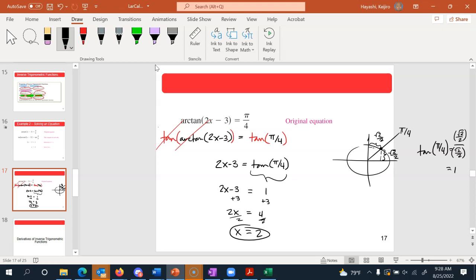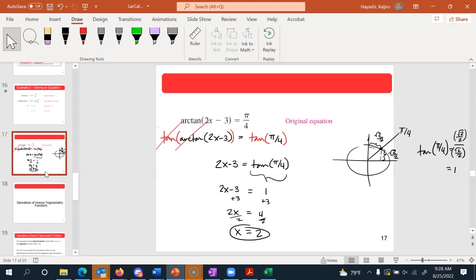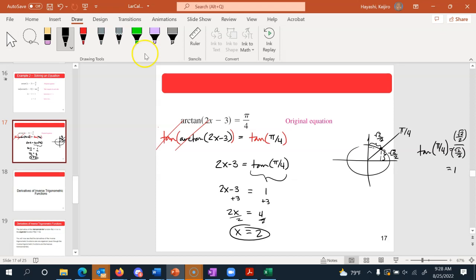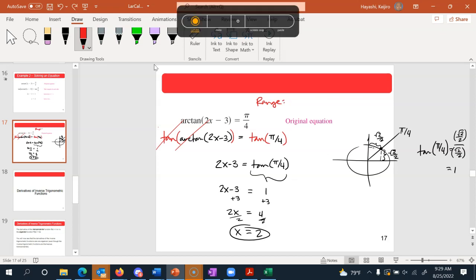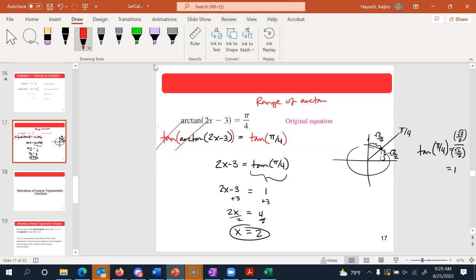Now we're going to spend the last 30 minutes talking about the derivatives of these inverse trigonometric functions. And just remember that in order to be able to do this, we needed that angle, the range of arctan, or the restricted domain of the original tangent, whichever way you want to think about it, is negative pi over 2 to pi over 2.